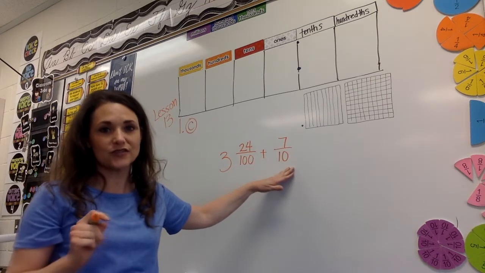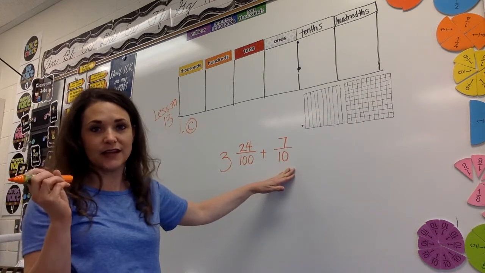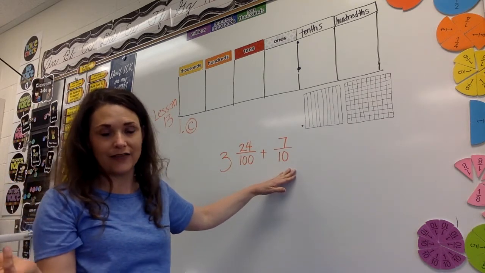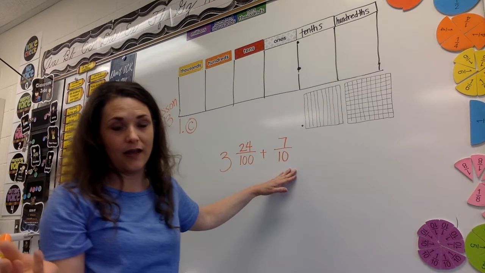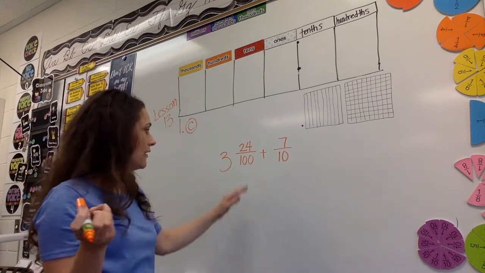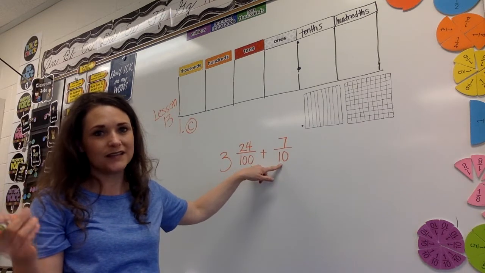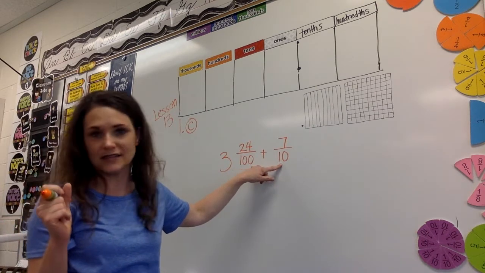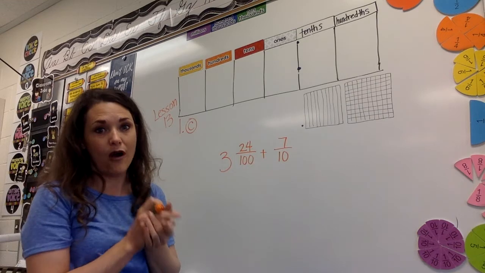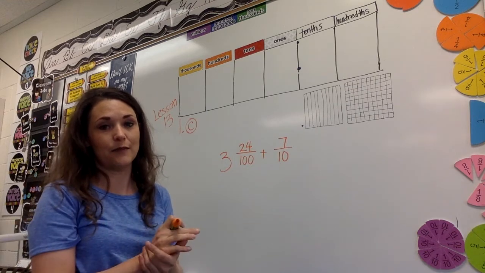Now, the directions want us to add these together, and then they want us to rewrite this as a decimal sentence. All right, so let's start here. We have different denominators, so we can tell right away that we can't add these together until we have common denominators. They have to be the same, right?